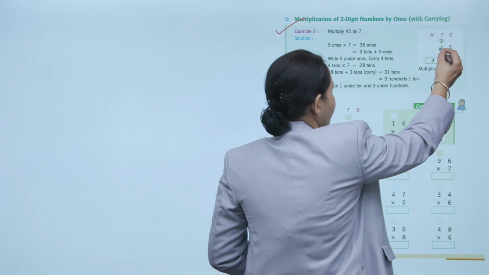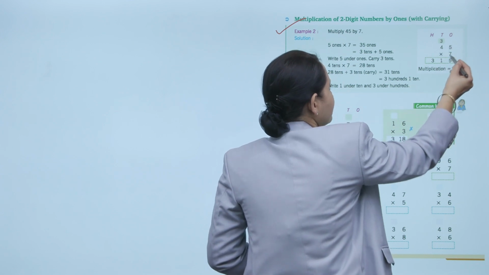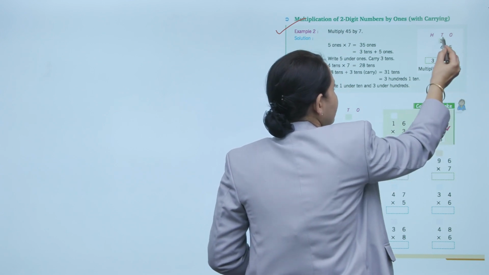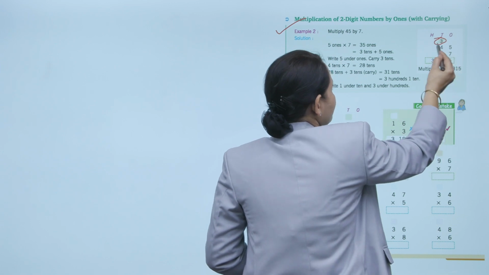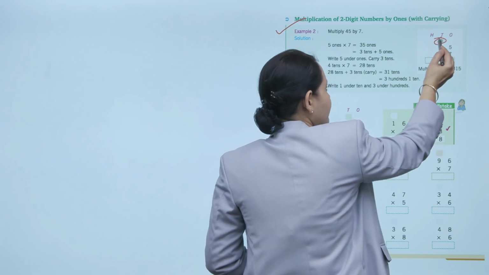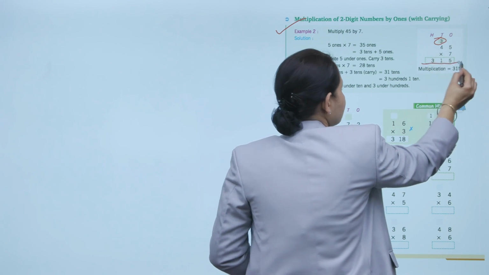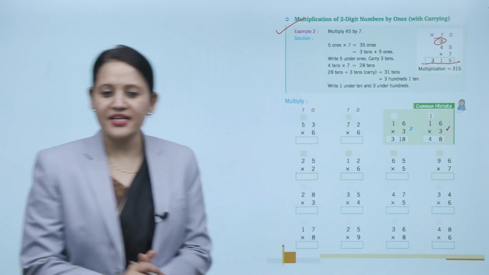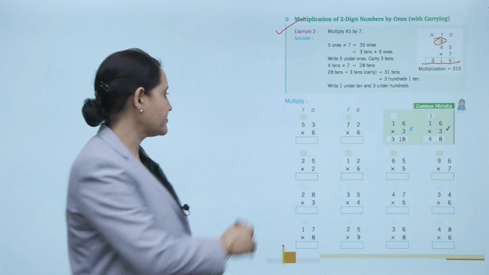So here we have to multiply 45 by 7. 5 into 7 that is 35, right? 5 here, 3 carry over, 7 into 4 that is 28 plus 3, 31. So the answer is 315. Clear? Next, multiply.